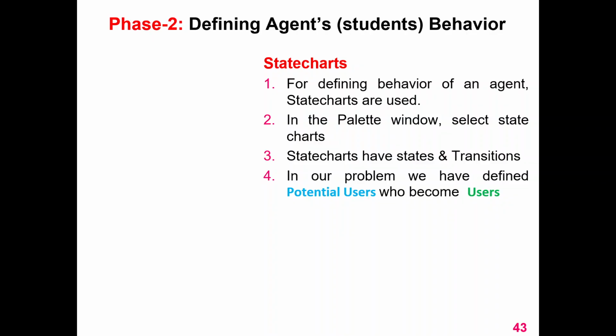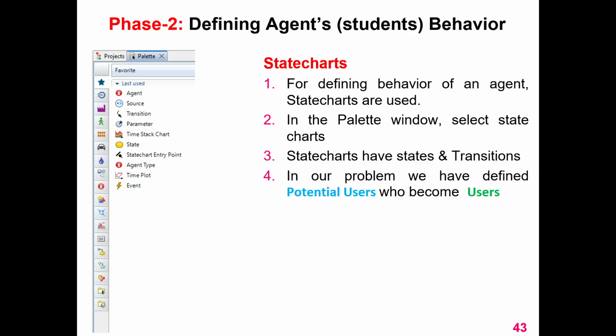So in our problem, we have defined two states so far. The first state is a potential user. By that we mean the 5,000 students, they all are potential users. And once they come across ads, with 1% effectiveness, some of them will become users.